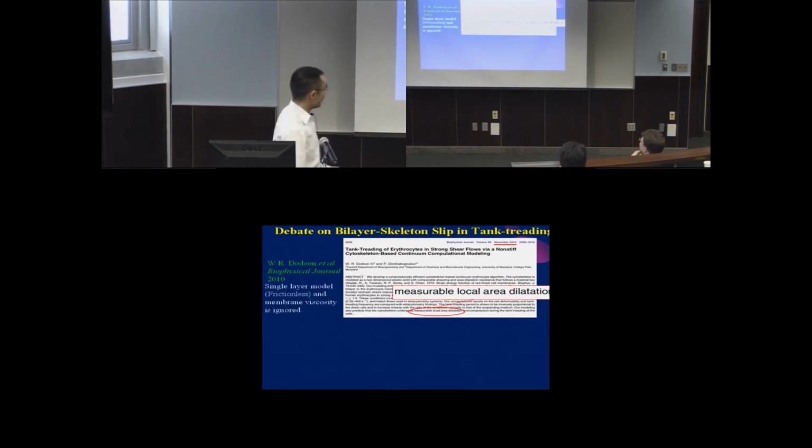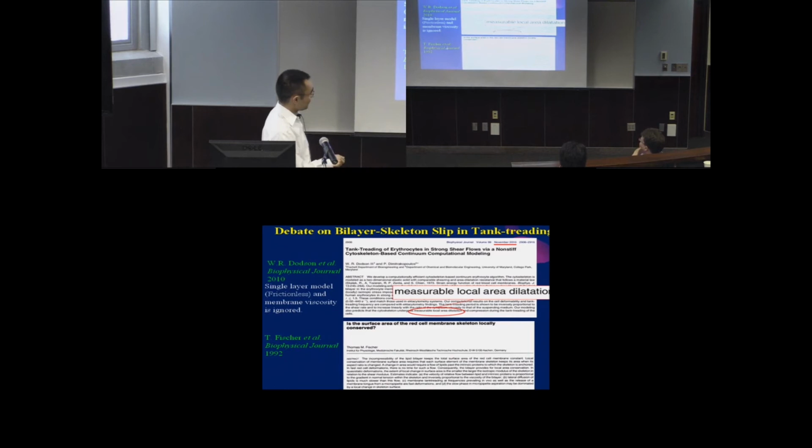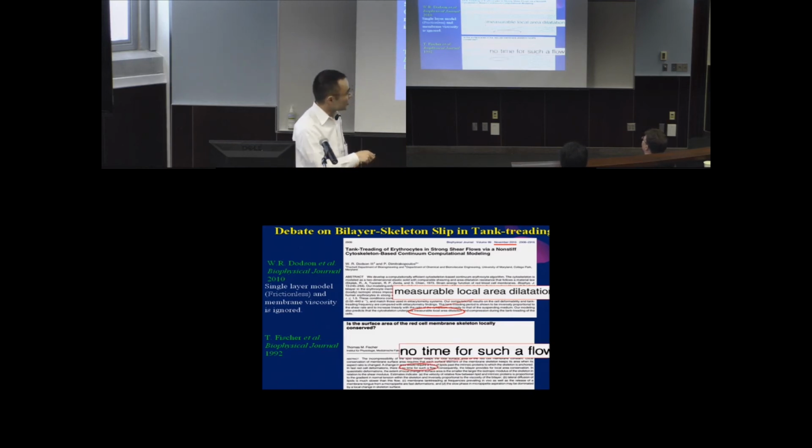However, 20 years ago, Professor Fischer also published in Biophysical Journal. The title is "Is the surface area of the red cell membrane skeleton locally conserved?" His answer is yes, because the tank-treading is too fast, with no time for such flow.